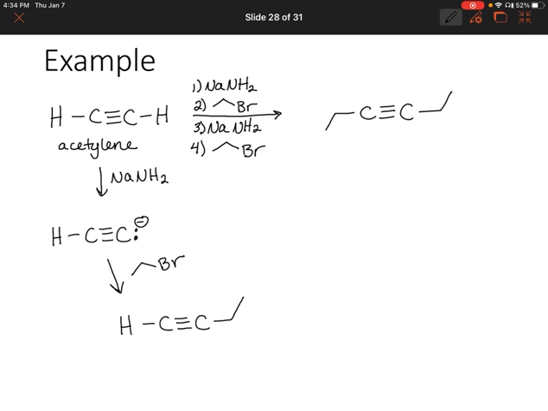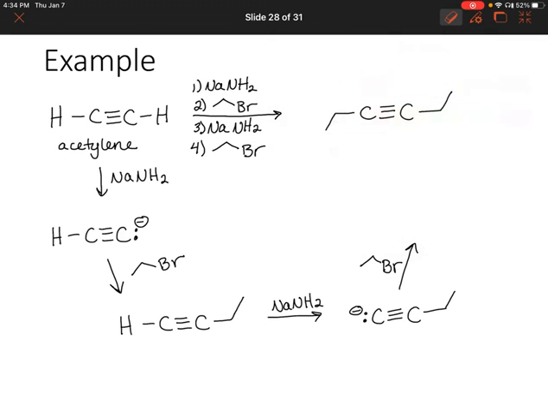And then in the next step, we're going to add more sodium amide. And that's going to remove the other hydrogen. So we get our negatively charged carbon again. Then we add another alkyl halide. And that gives us our final product.